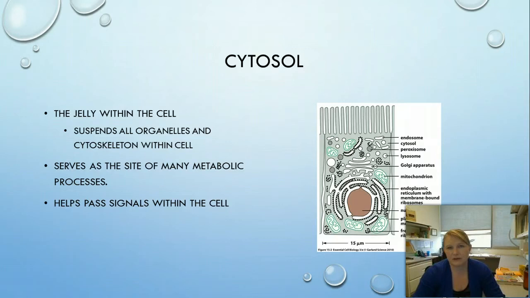And it serves as the site for a lot of metabolic processes, and it helps pass signals. So it's really this big messenger system. It allows for a lot of things to occur. It allows for transport to occur. The cytosol is a really important compartment within the cell. Without this, we wouldn't be able to as easily pass signals or transport items throughout the cell.